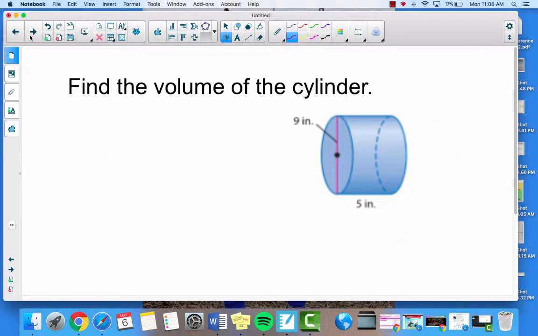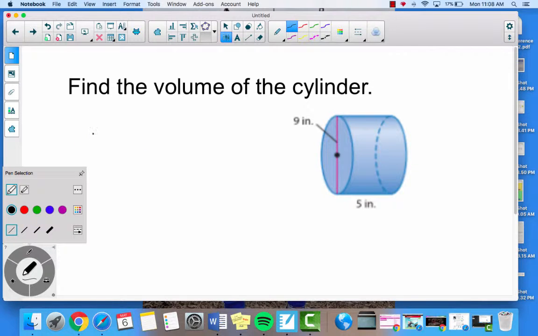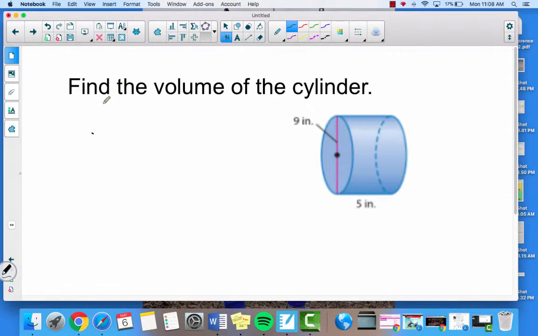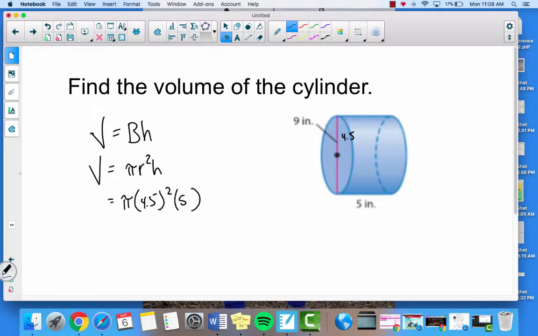The cylinder is going to be the same exact setup, except this time our formula for B is going to be with a circle instead of a triangle. So again, volume equals B times H. So in our circle, B's formula for area would be pi r squared and then times H. And we can just plug in what we know. We know that the radius is going to be half of 9 because 9 is the diameter, so that's going to be 4.5, and that's going to give us 4.5 squared. The height from circle to circle would be 5, and now we go ahead and we reduce.